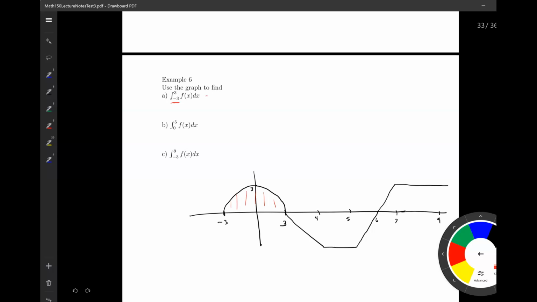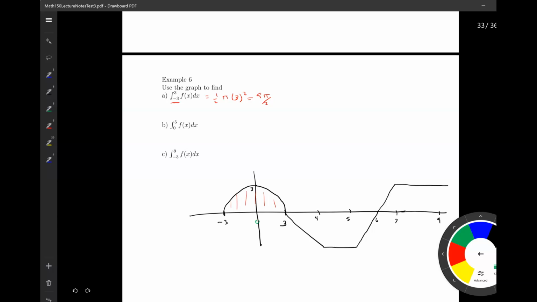So that's the half circle that's above the x-axis. So 1/2 pi radius squared. So 9 pi over 2. All right, so now the second one is finding the area between 0 and 5.